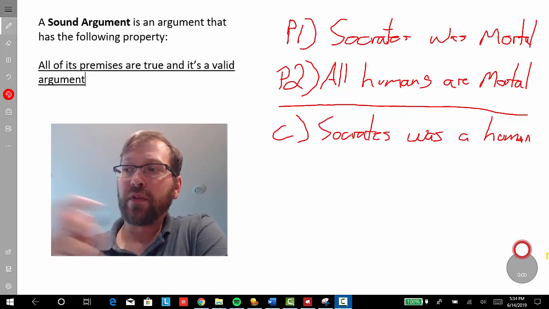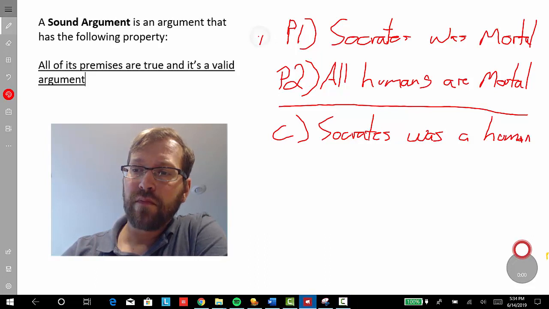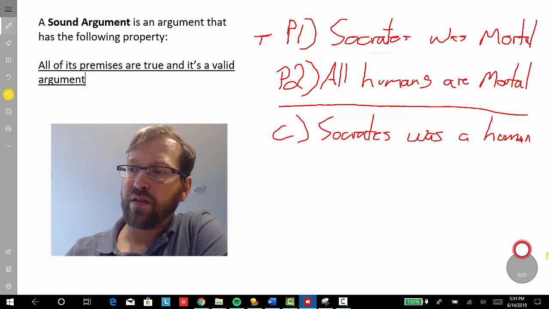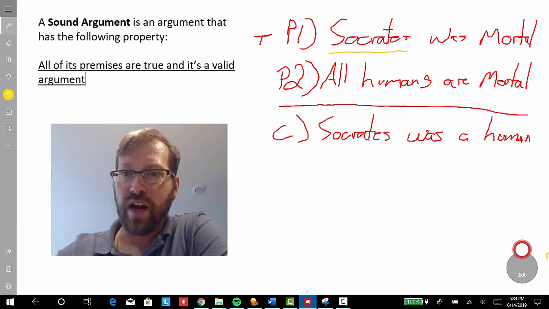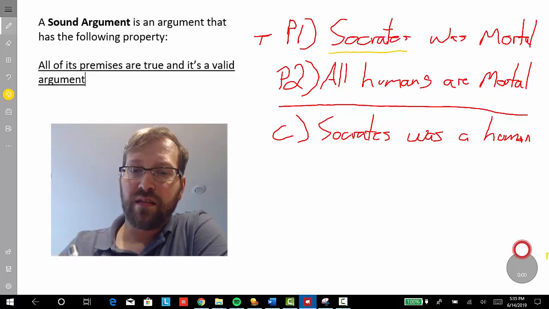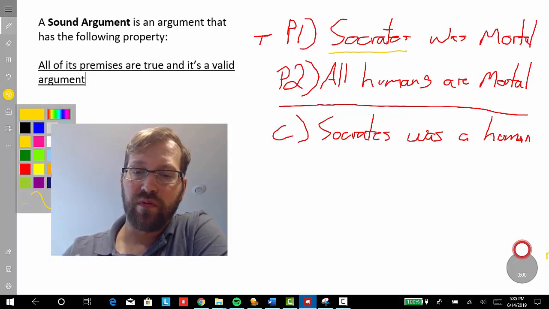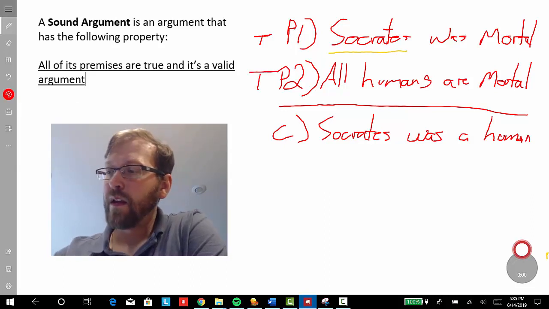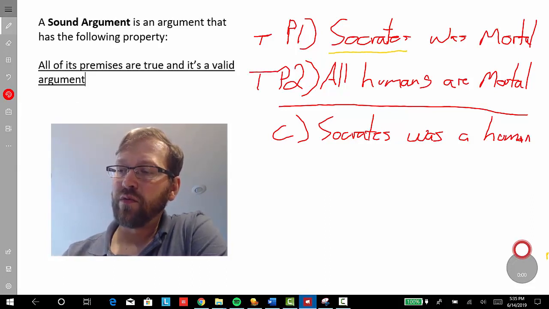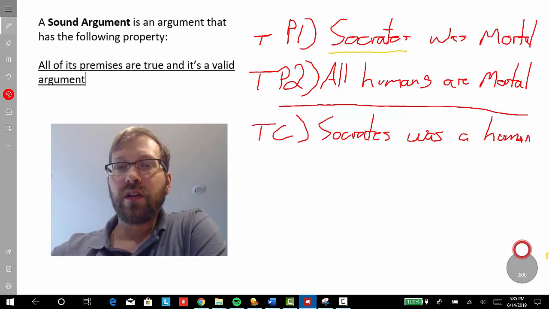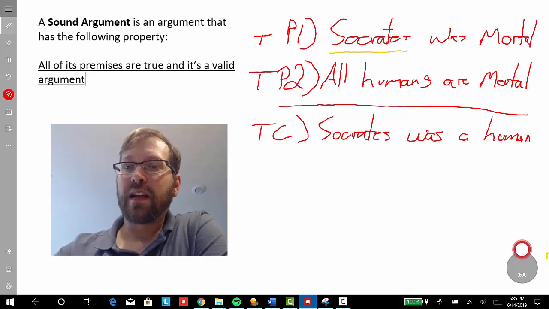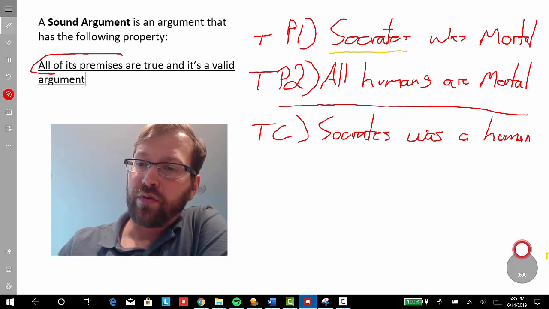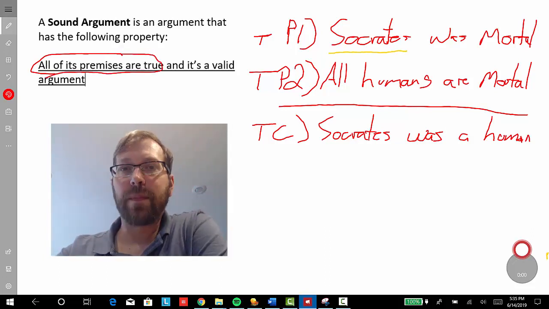Now, it turns out that the first premise really is true, because the person that Socrates denotes was in fact mortal. And it really turns out that all humans are mortal, unfortunately for us, I suppose. And it turns out that Socrates really was a human. So based on that, you might be tempted to think that it's a sound argument because all of its premises are true, and its conclusion happens to be true as well.